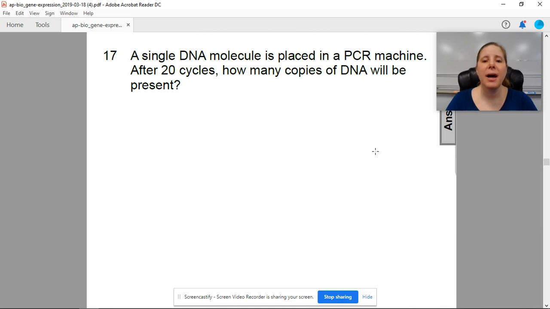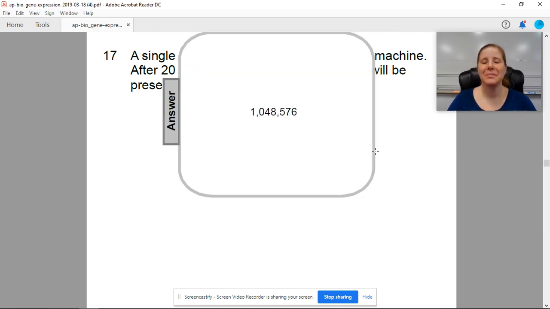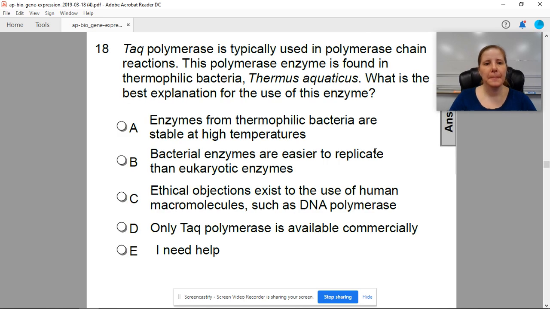A single DNA molecule is placed in a PCR machine. After 20 cycles, how many copies of DNA will be present? 1,048,576. Did you get that? It's a lot, right? So 20 cycles is pretty common. It's an easy way for them to really be able to get that whole picture.